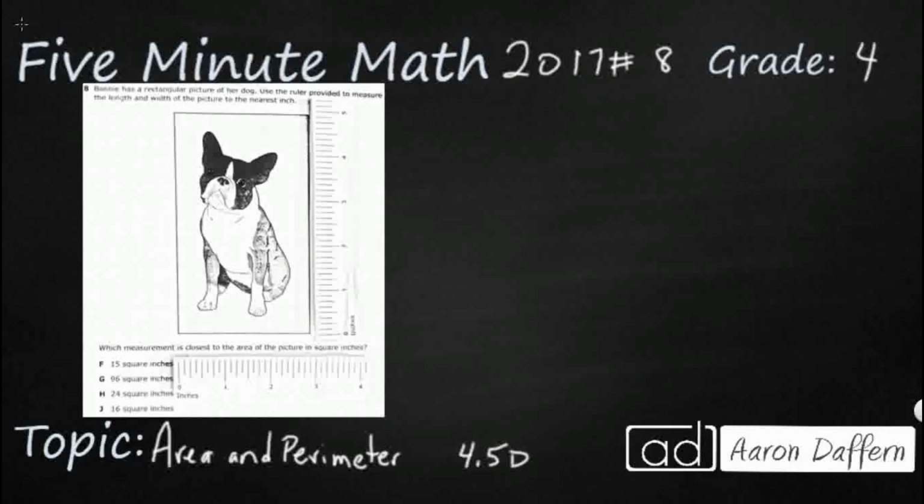So we have Bonnie. Bonnie has a rectangular picture of her dog. We have that dog right here. And then we're supposed to use the ruler provided to measure the length and width of the picture to the nearest inch. Well, since it's on a computer screen, we can't actually hold a ruler up to the screen because it would change size based on whether you're sitting on your tablet or your phone or a desktop computer. So I actually cut out copies of the rulers that are provided in the STAAR test and put them up, as you can see.